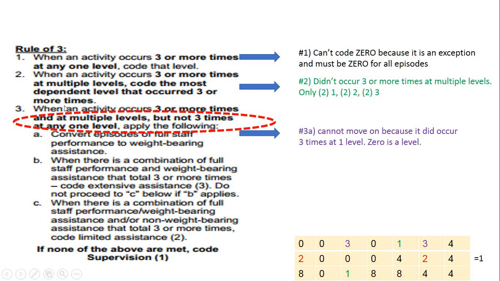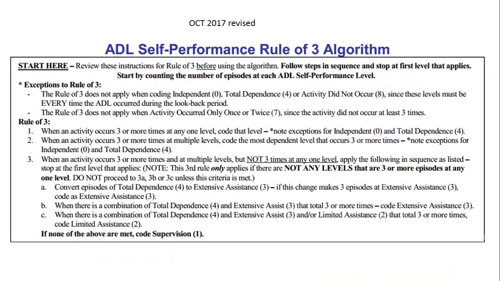Then we go to rule 3. When an activity occurs 3 or more times and at multiple levels, but not 3 times at any one level, you're going to apply A, B, or C. The problem is that we can't move on from here because it did occur 3 times at one level. 0 is a level. All right, so when we're looking at that, we've got to apply the rule accordingly, and it says if none of these conditions are met, then you have to code supervision, which is a 1. All right, so hopefully everyone understands that.